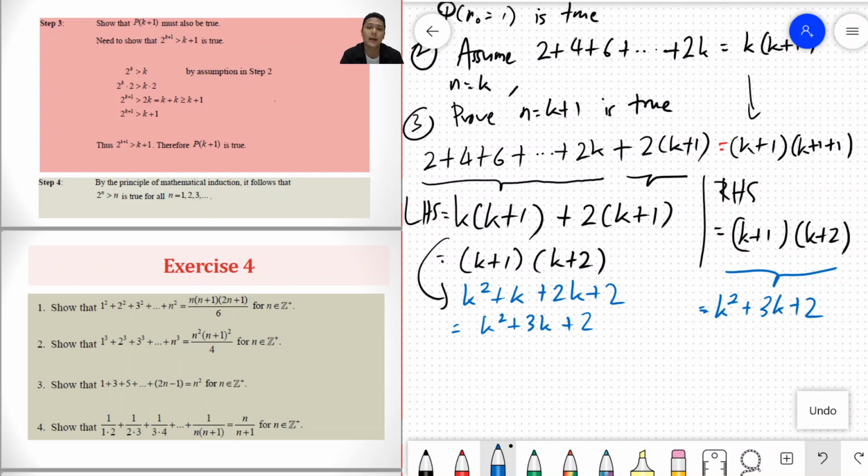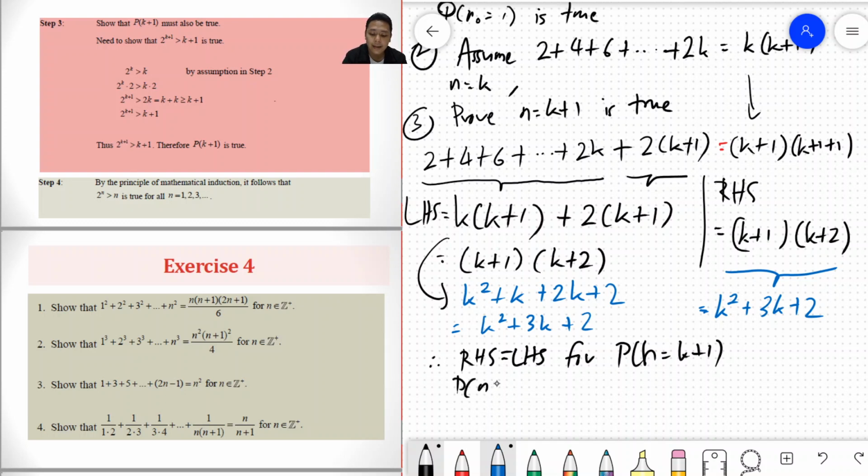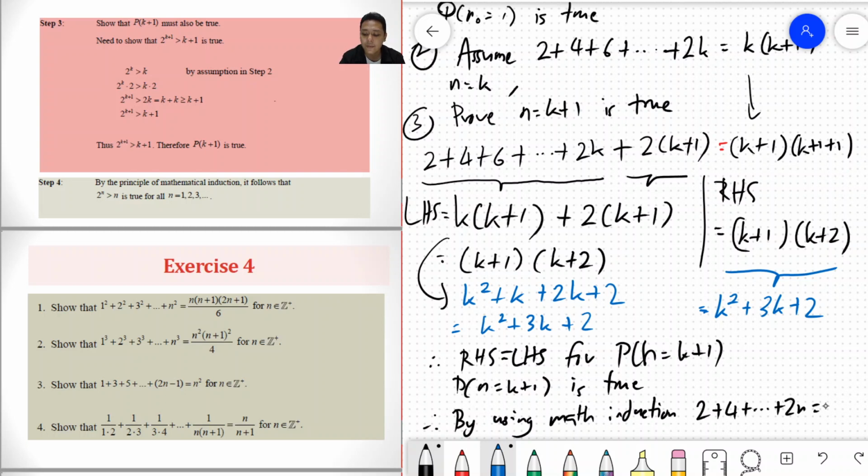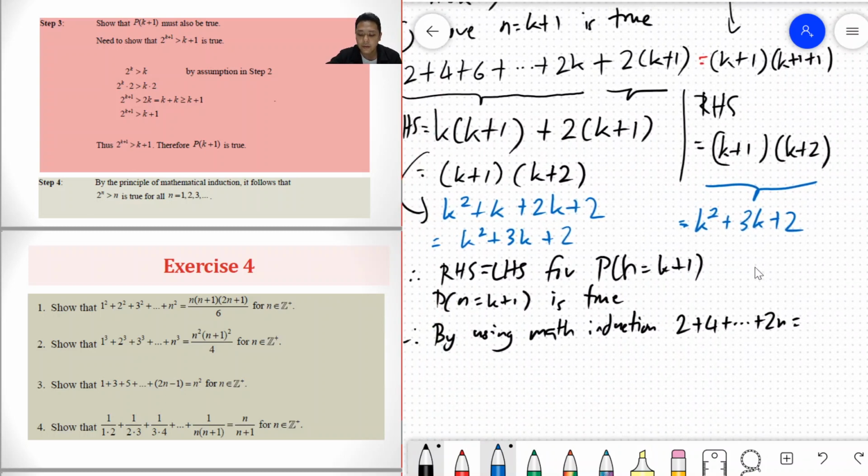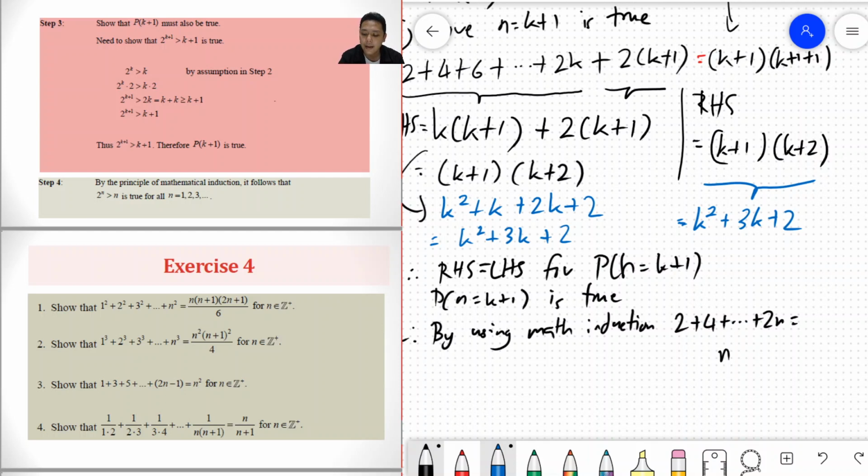There it will be similar. As long as you show by a correct mathematical step that they are equal, be it factorization or expansion, it still shows the same conclusion, which is that the right hand side is equivalent to the left hand side for P(k plus 1), n equals k plus 1. My conclusion is that P(n) for n equals k plus 1 is true by using mathematical induction. What I proved to you just now is that the summation of 2 plus 4 up until 2n is equivalent to n times n plus 1. Okay, still can be seen.